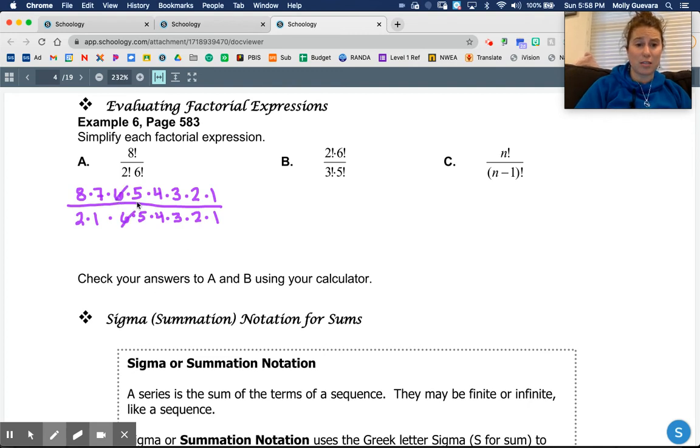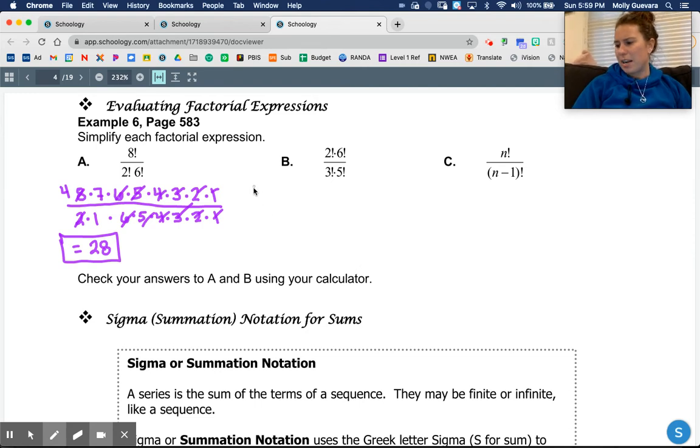So 6 can cancel with 6, 5 with 5. I can just do this, okay? And then I can cancel here. 2 goes into 8 4 times. So then that gives me 4 times 7 on top, which is 28, and 1 on the bottom, so it's just 28. So a nice little simple way to reduce that. Just write it out. And typically I don't write the ones because they don't really do anything when you're multiplying.